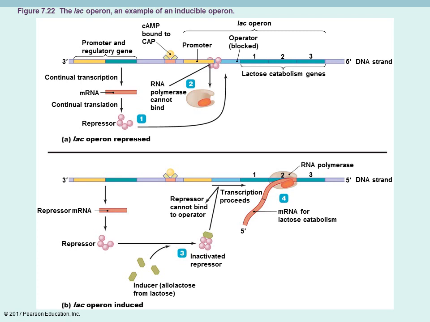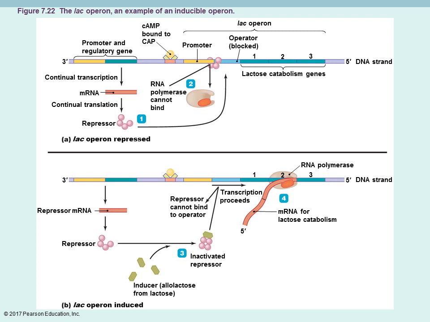Now, what happens when lactose is present is shown in figure B, when the lac operon is induced. As I said earlier, you still have that repressor being made. It's made all the time. Now, when lactose is present, it ends up binding to the repressor. If it binds to the repressor, the repressor can't bind to the operator region, can it? It's basically removed out of the way. So lactose binds to the repressor.